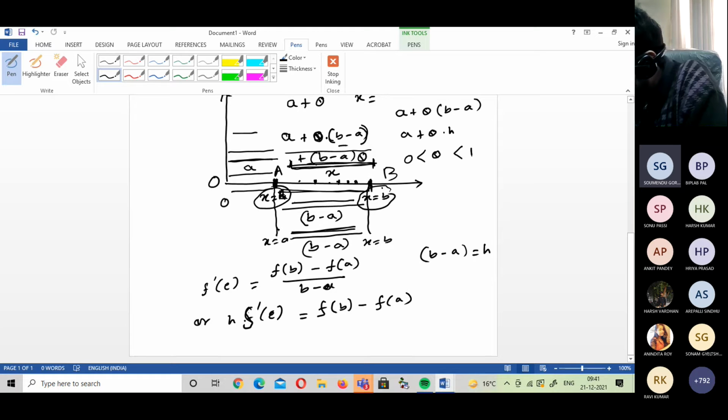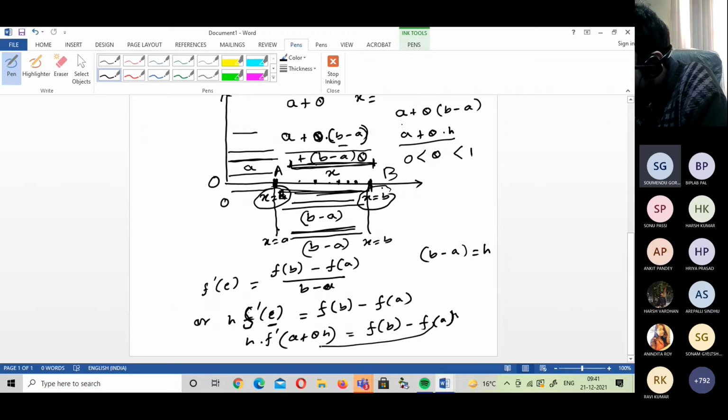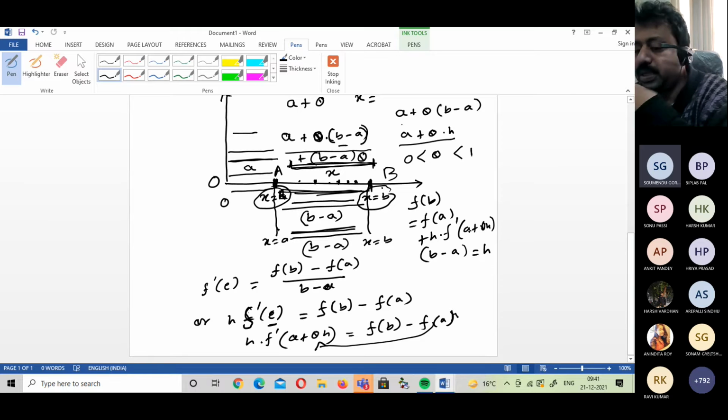C is an intermediate point here. So H into F dash A plus theta H, that will be FB minus F of A. Now, if you take F A to this side, you will get that FB equals F of A plus H into F dash A plus theta H. Clear?